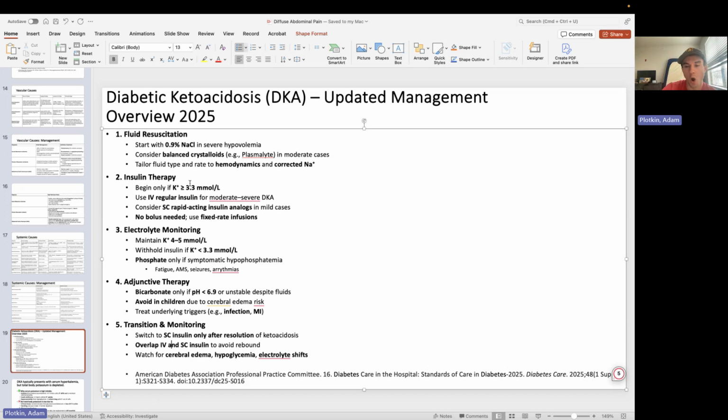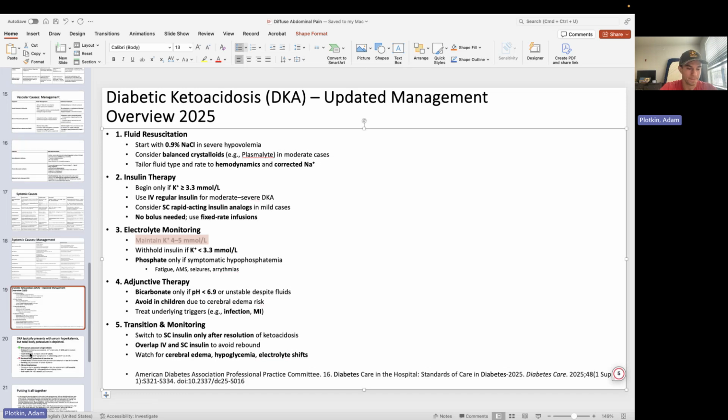So again, first step always for your board exams and in real life, IV fluids with 0.9% normal saline. We can start IV regular insulin if the potassium is greater than 3.3. If the potassium is lower than 3.3, quickly reestablish their potassium levels, give them potassium, and then we can give them insulin. We're going to just maintain that potassium 4 to 5. If their blood glucose then slowly starts going down, between 200 to 250, that's when we consider starting to give them some glucose exogenously to make sure they don't become hypoglycemic.